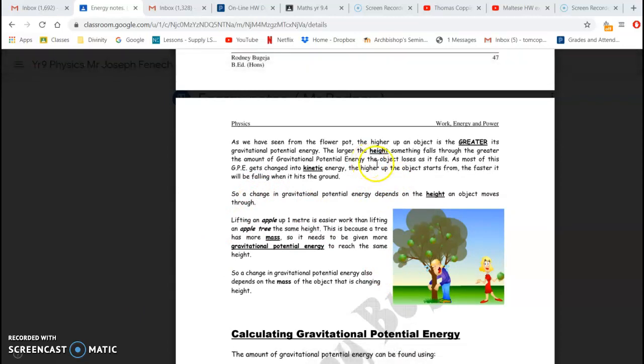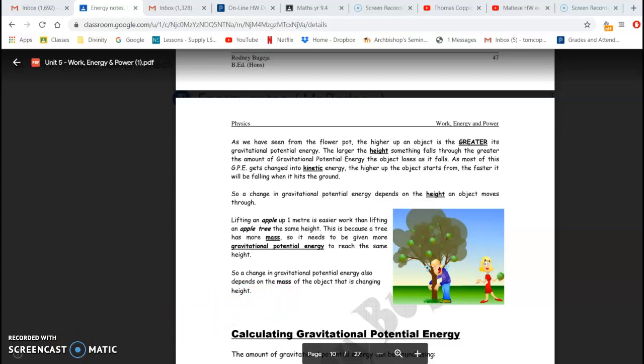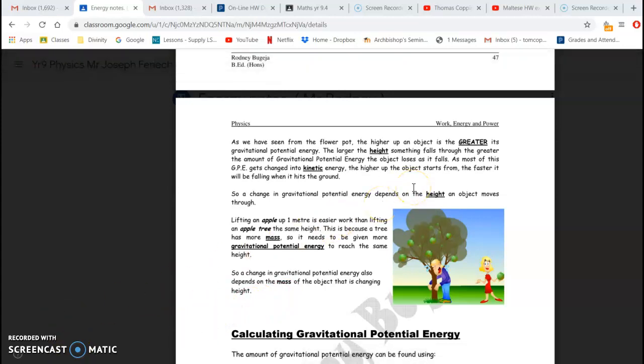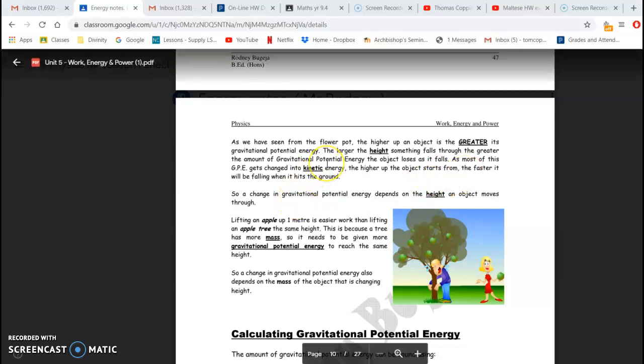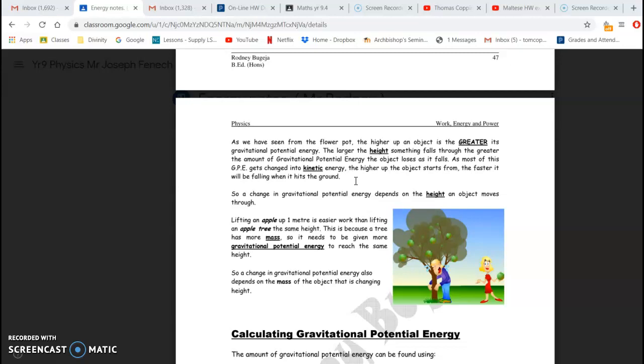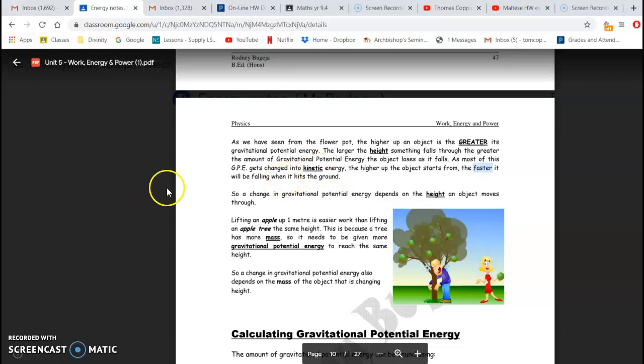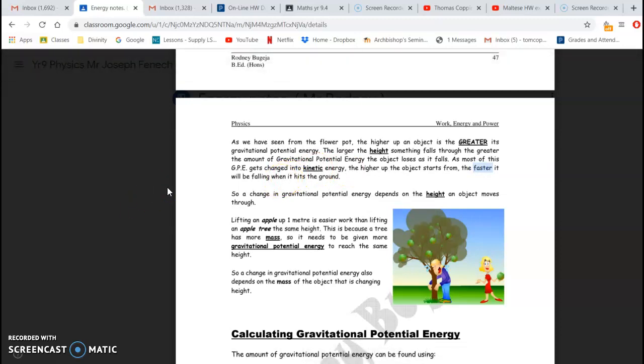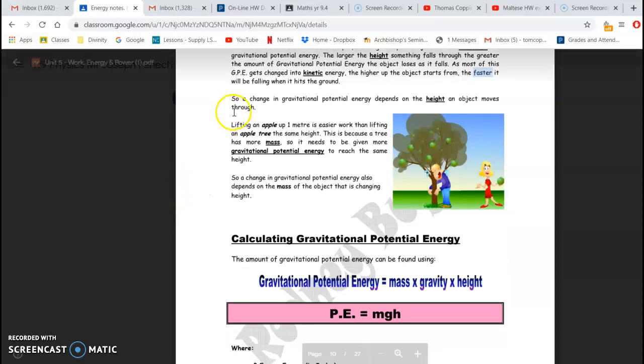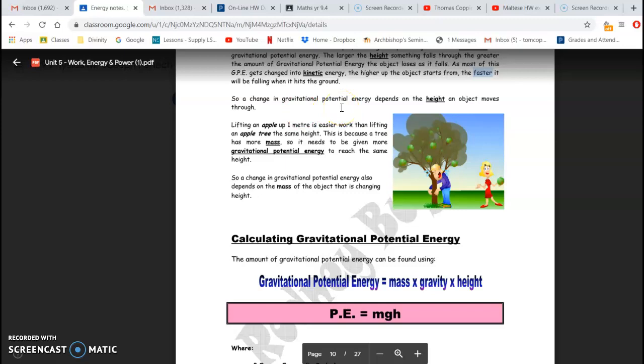Over here it says that the higher up an object is, the greater the gravitational potential energy. So the larger the height, the larger the amount of gravitational potential energy. Added to that, since gravitational potential energy gets changed into kinetic energy, when the plant falls, it's changing from potential energy when it's at rest to kinetic energy when it falls. So the higher up the object starts from, the faster it will be falling when it hits the ground. So the higher you let go of something, the faster it hits the ground. So a change in gravitational potential energy depends on the height an object moves through.